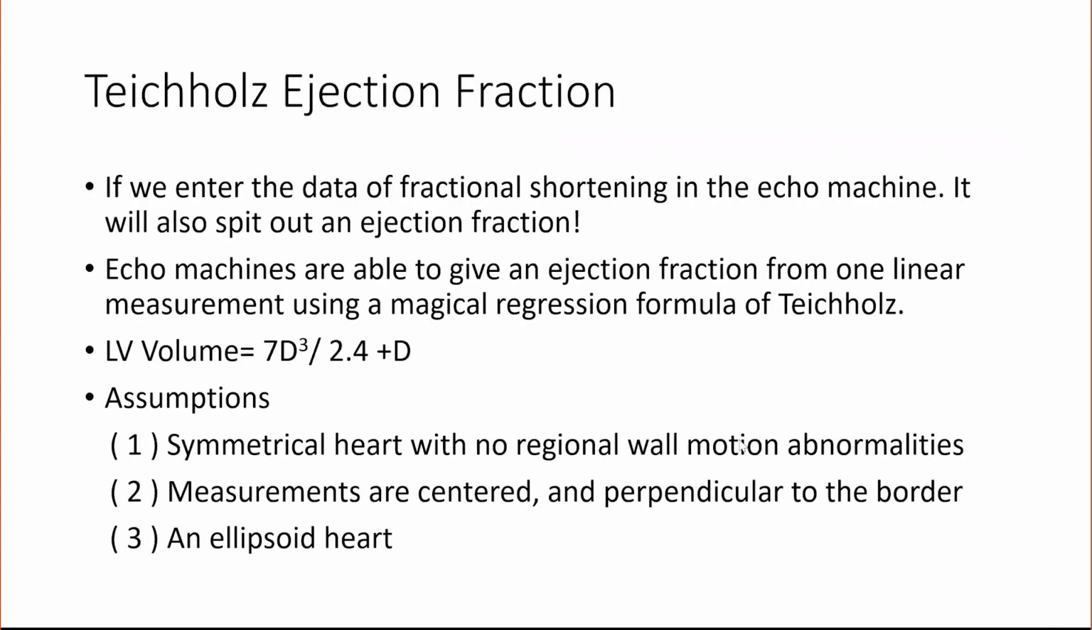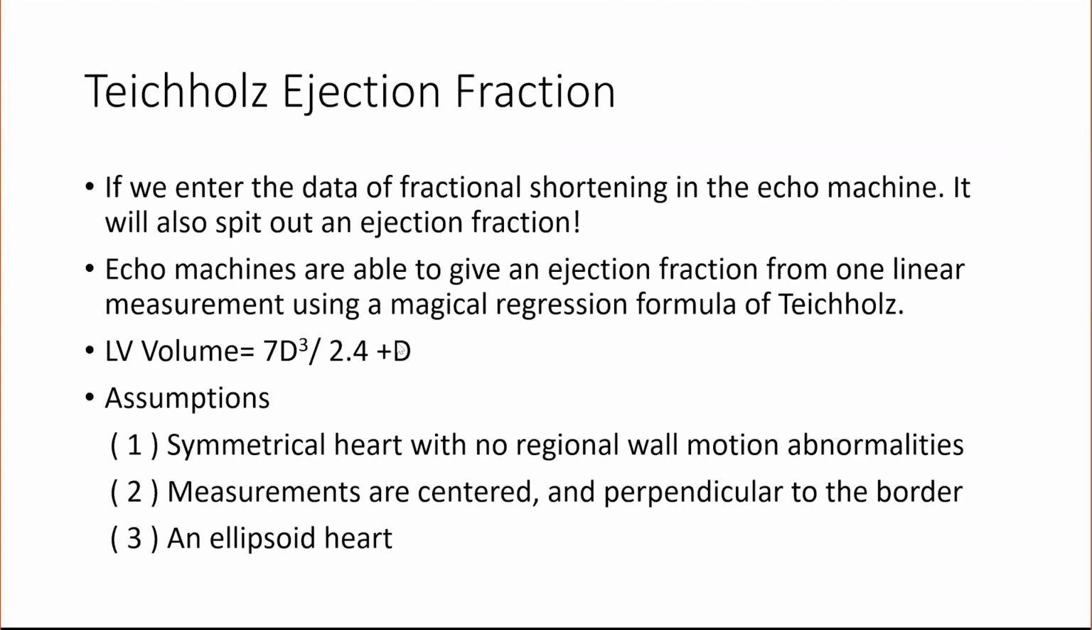Now, the ejection fraction from a shortening fraction is basically just one measurement. It calculates the ejection fraction using a regression formula. It's called the Teichholz ejection fraction. You would actually see it in the echo report from cardiology: ejection fraction, and it says ejection fraction Teichholz. So that's what it means.